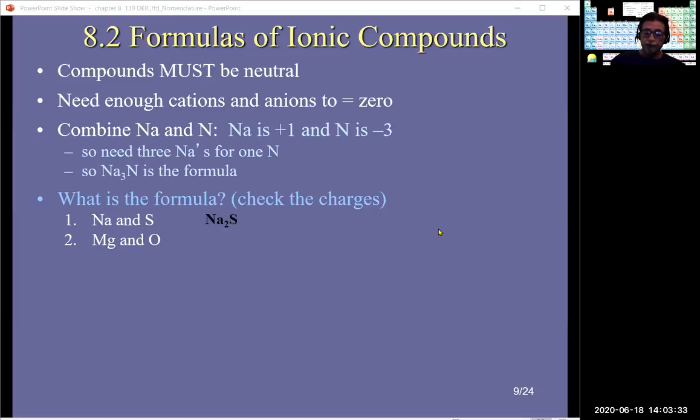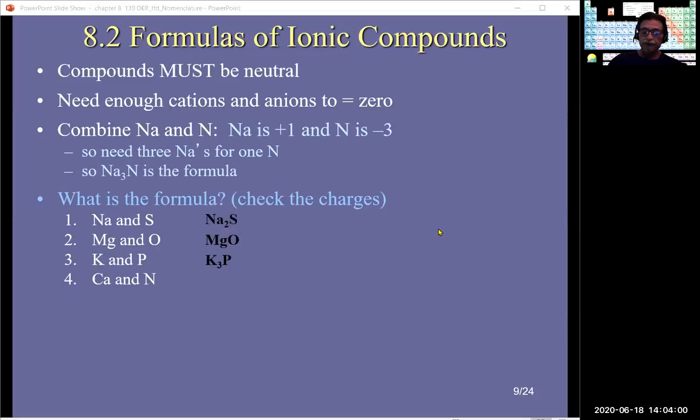Magnesium is a +2. Oxygen, which becomes oxide, is a -2. And so we can put those together as a 1-to-1. So therefore the formula will be MgO. So magnesium oxide, okay? Potassium, +1. Phosphorus, which becomes now phosphide because it's the ion, is a -3.